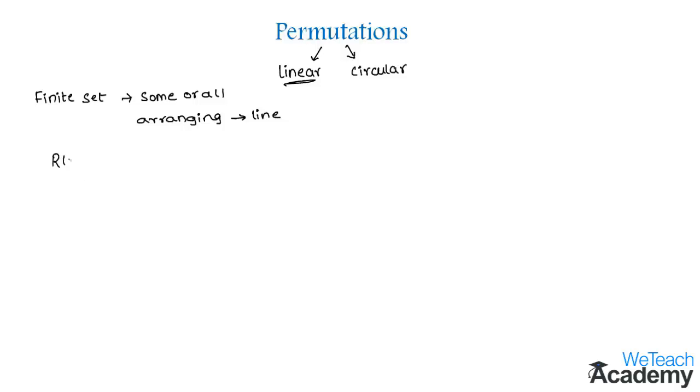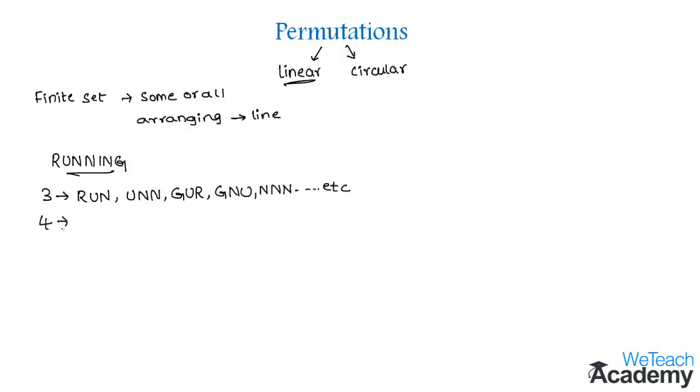From the letters of the word RUNNING, the permutations with three letters are RUN, UNN, GUR, GNU, NNN, and so on. Similarly, let us write the permutations with four letters. We get RUNN, UNIG, NNIN, and so on. Here the letters of the word RUNNING are arranged in a line. So this is the best example for the linear permutation.